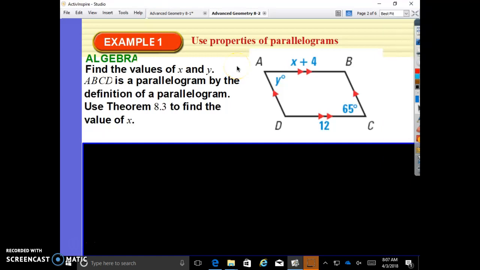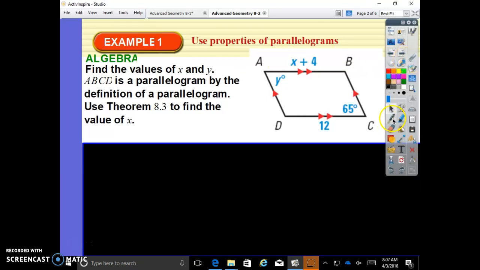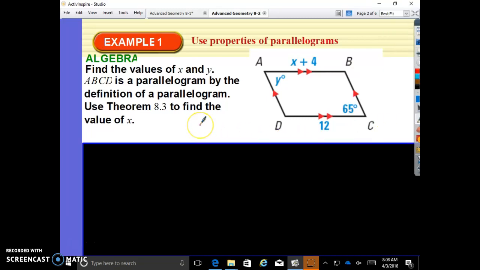Use Properties of Parallelograms. Find the values of x and y. ABCD is a parallelogram by the definition of a parallelogram. Use Theorem 8.3 to find the value of x. What is Theorem 8.3, guys? What did you copy down? Theorem 8.3.